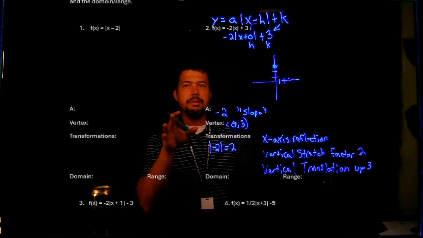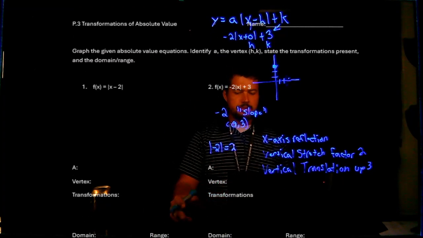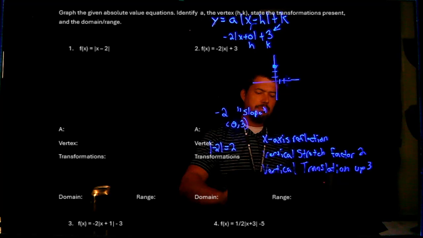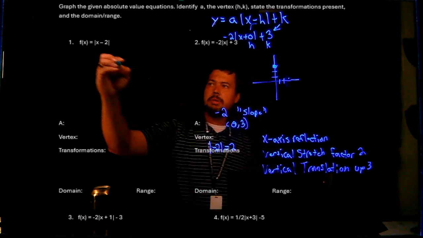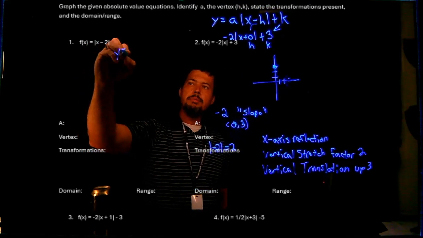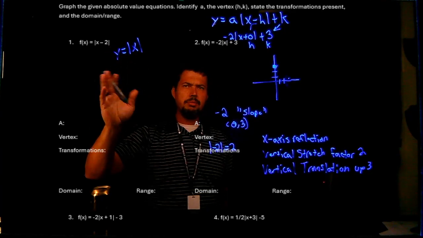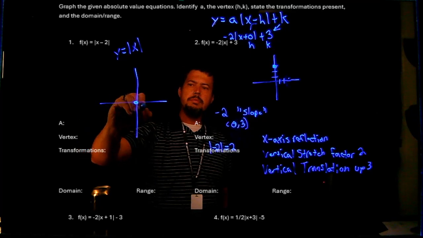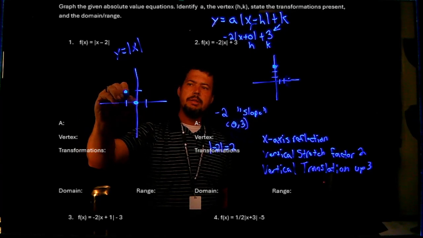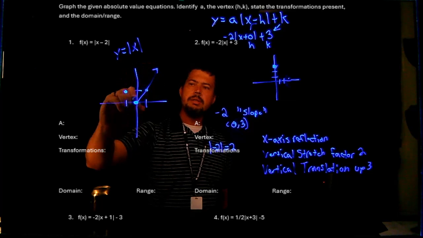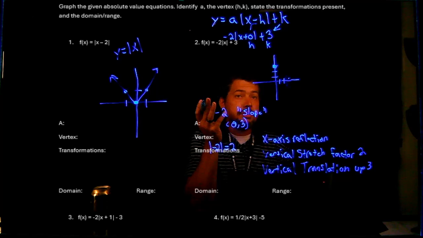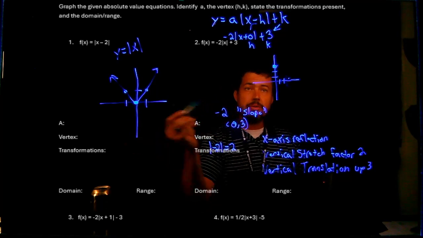Now, let me go back and reread the instruction set here. Graph the given absolute values, identify a, the vertex, state the transformations present, and the domain and range. If this is the first video you've watched on what absolute value looks like, let me go off to the side and do mom, y equals absolute value of x, because if you didn't know what that looked like, you wouldn't understand any of the transformations I did. Absolute value of x has 3 key points: 0, 0, negative 1, 1, and 1, 1. And it looks like that. So when I talked about this thing being shifted up 3, that's what I had. Plain and simple, mom was at the origin, this thing went up 3.